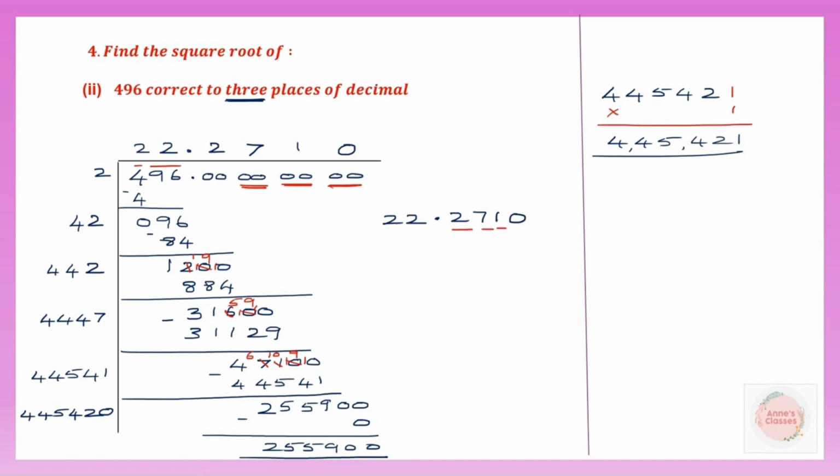Now to correct it, we have to round it off. So when we round it off, we have to see the last digit here, that is 1, and see the digit next to it. If it is 5 or more than 5, then this will increase by 1. But this is 0. So this will not change. It will remain the same. So what is our answer? Our final answer here is 22.271. So this is our final answer.